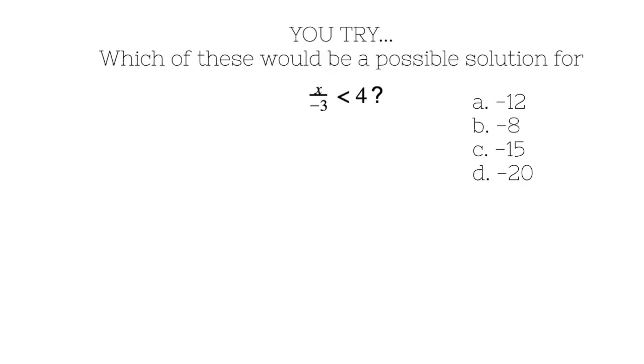You try this one on your own. Which of these would be a possible solution for x over negative 3 is less than 4? So to solve this, I'm going to multiply both sides by negative 3. And that's going to leave us with x, we get negative 12 on this side. And then I flip the inequality sign because I am multiplying by a negative. So we want the answer choice x is greater than negative 12. So the only answer choice that is greater than negative 12 would be negative 8.